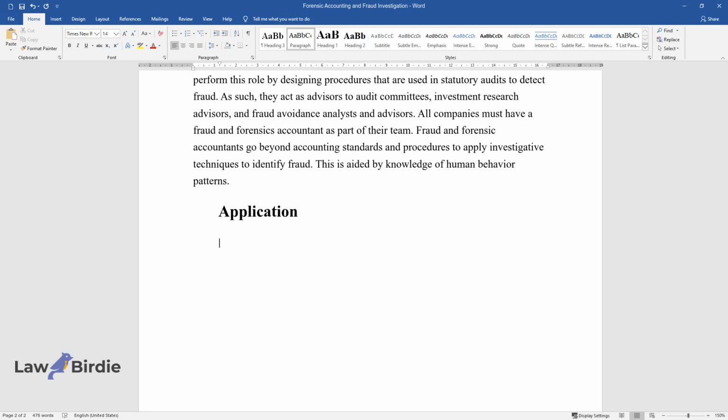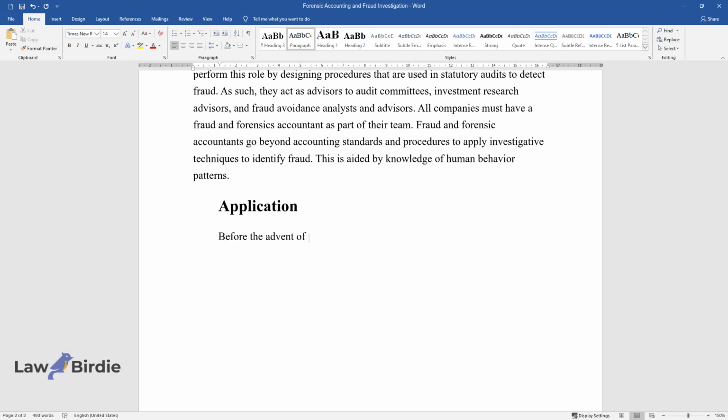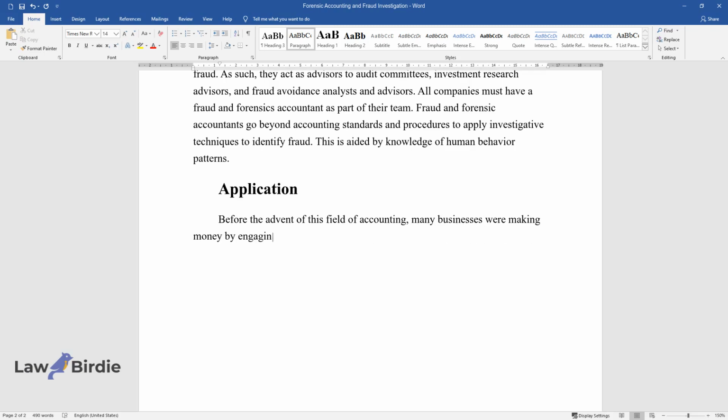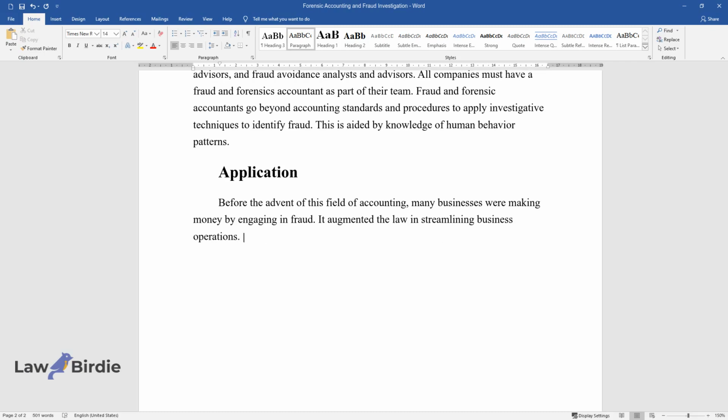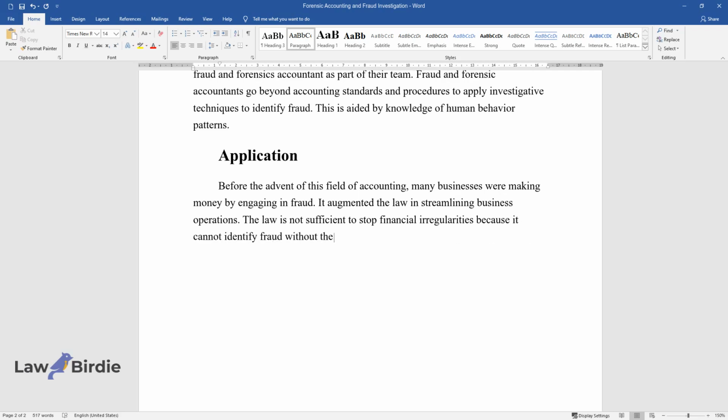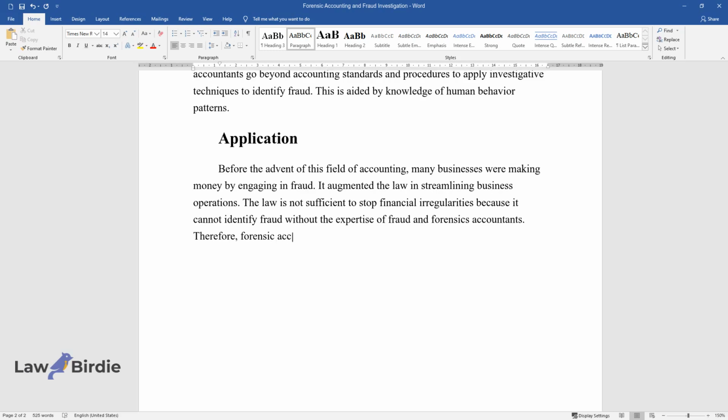Application. Before the advent of this field of accounting, many businesses were making money by engaging in fraud. It augmented the law and streamlining business operations. The law is not sufficient to stop financial irregularities because it cannot identify fraud without the expertise of fraud and forensics accountants. Therefore, forensic accounting and the law are complementary entities.